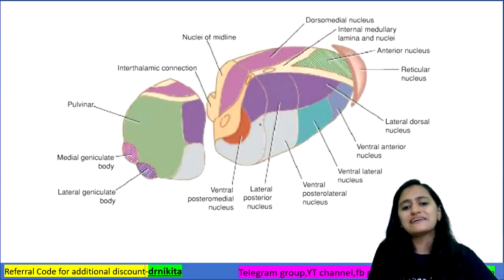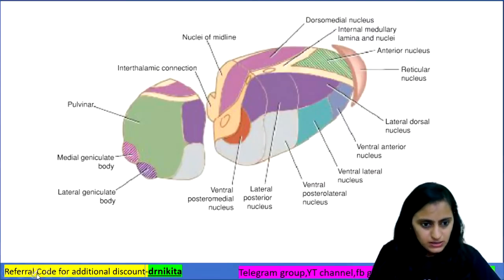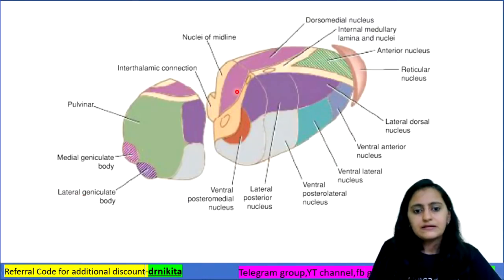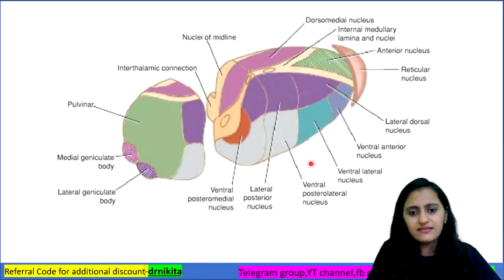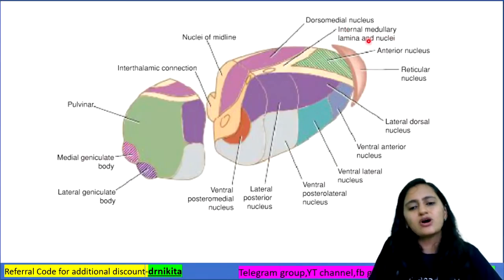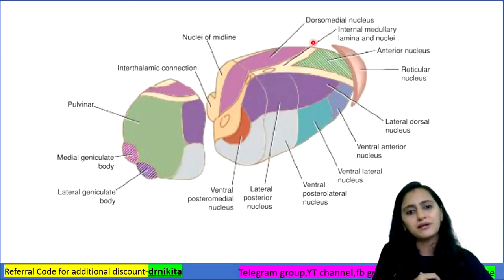Now coming to the division of the thalamus. So what we see here, that this entire thing is the thalamus. You can see this Y-shaped structure, which divides the thalamus into 3 parts. This Y-shaped structure, what is it? It is called the internal medullary lamina. It is the internal medullary lamina. So remember that inside the thalamus is the internal medullary lamina.